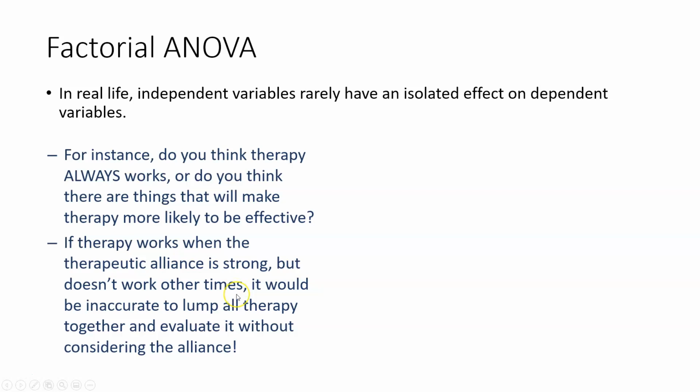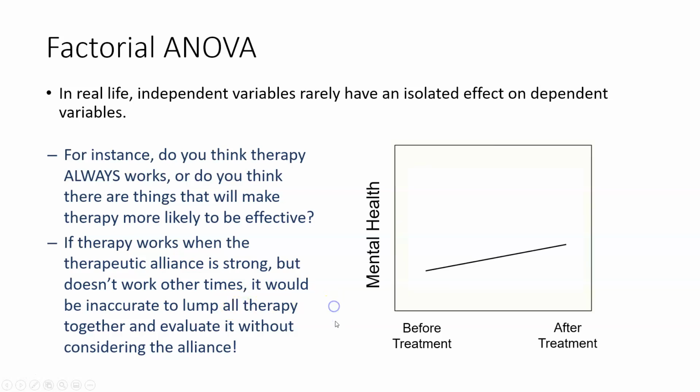So if that's the case, then we shouldn't lump everybody together and just say therapy is modestly effective, which is what this would look like. If you had before treatment measurements and after treatment measurements, and you wanted to measure mental health, you might show that overall, after treatment, things have gotten better. Mental health has increased a little. But this might not reflect reality.